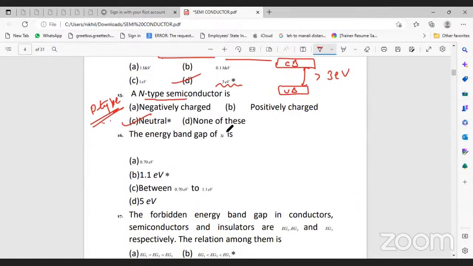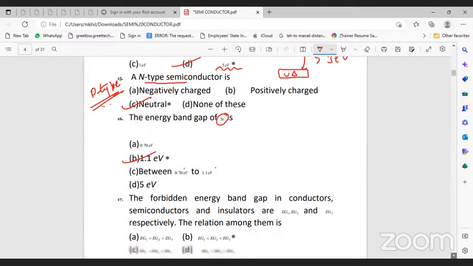What is the energy band gap for silicon? Since silicon is a semiconductor, it may lie between 0.7 to 1.1. Maximum you can take up to 1.1 electron volt for the energy gap of silicon. Remember that value.